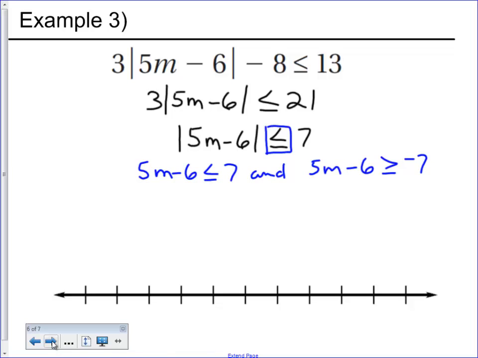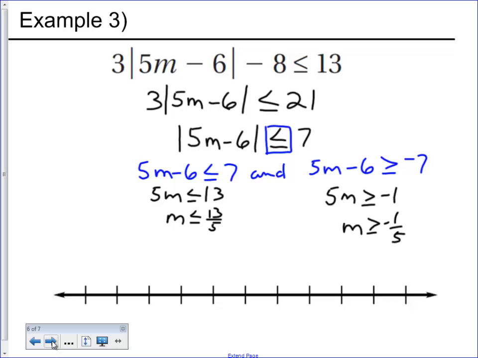Continue solving. 5m is less than or equal to 13. M is less than or equal to 13/5, which I believe is 2.6. We'll figure that when we get to the graph. 5m is greater than or equal to negative 1. M is greater than or equal to negative 1/5. Okay, so m is greater than or equal to negative 1/5.